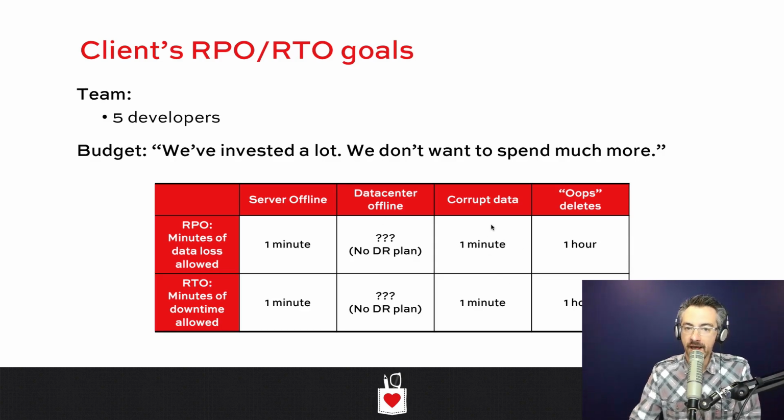They want automatic corruption repair. This is kind of ambitious here, this 1 minute and 1 minute corruption protection, which did make sense for Always On availability groups, which offers automatic page repair. That was one of their deciding points. And in the event of oops deletes, they're willing to go back to backup and recover that stuff.